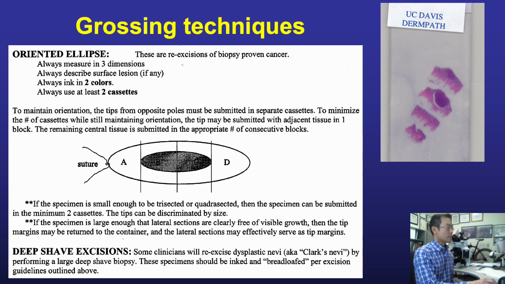If the specimen was submitted with an orientation, such as a suture or a hash mark, then we would use two different colors of ink in order to preserve that orientation in the event of a positive margin.